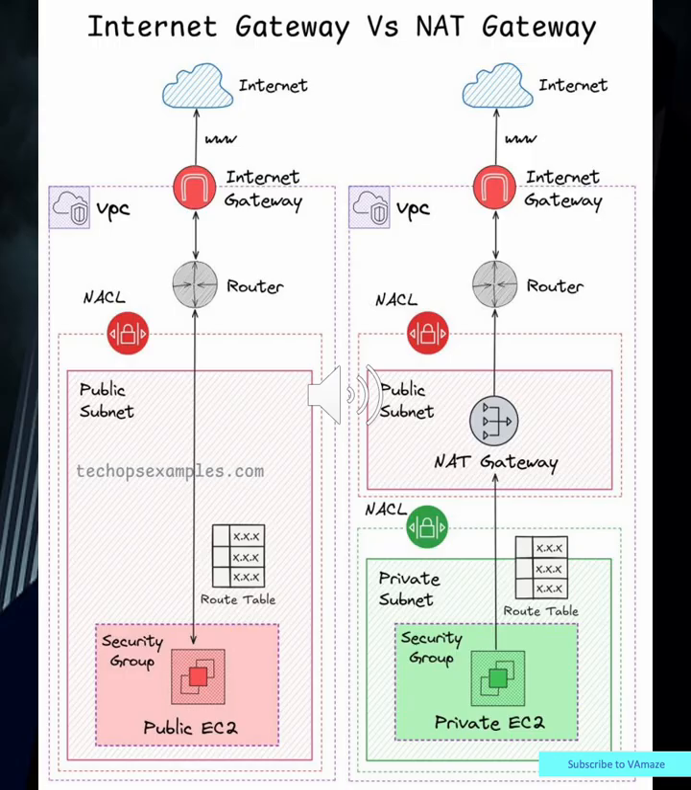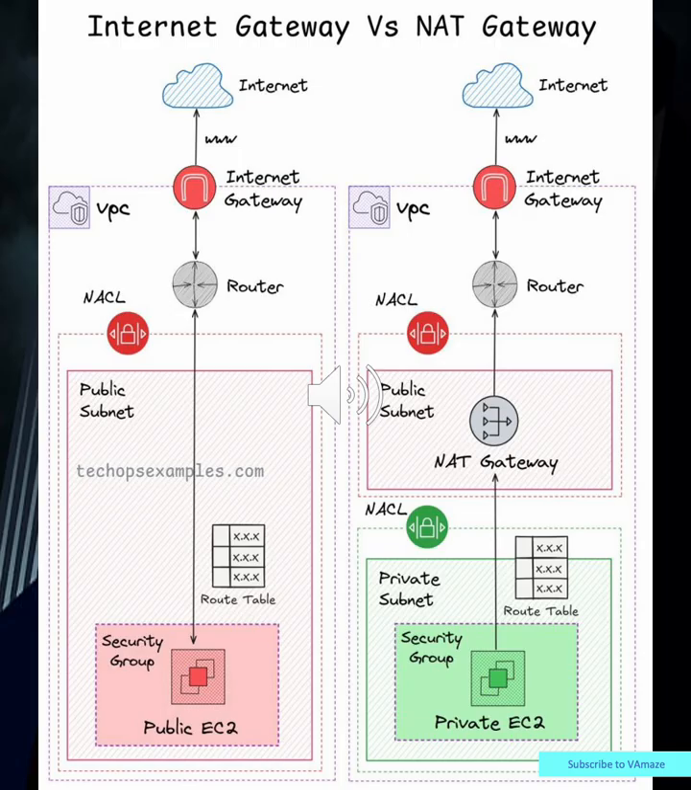Your public-facing components get direct Internet access for performance, while your sensitive back-end systems remain completely isolated from inbound Internet traffic. The bottom line: Internet gateways and NAT gateways aren't competing solutions. They're complementary tools for different network requirements.